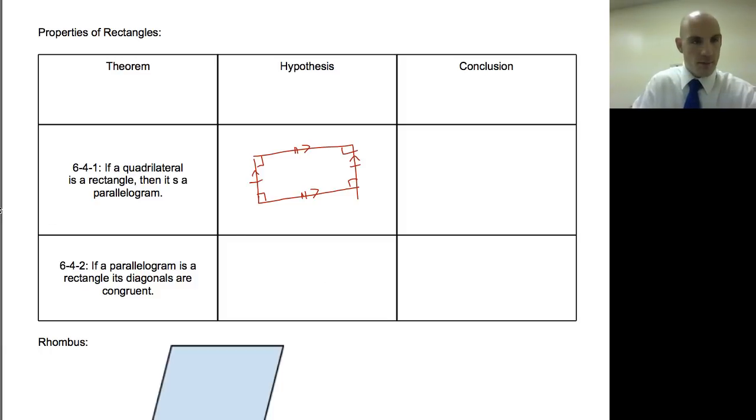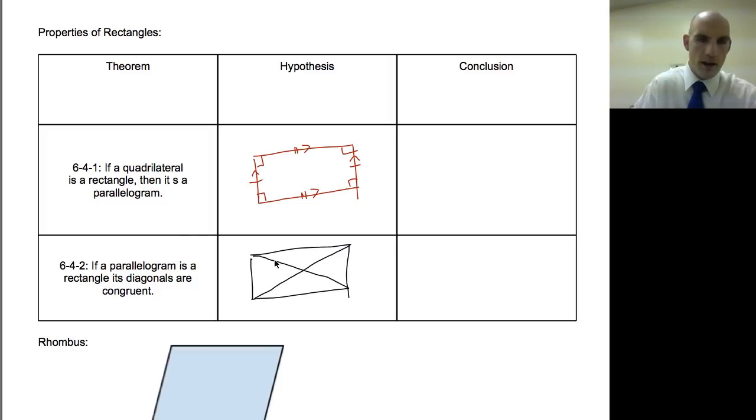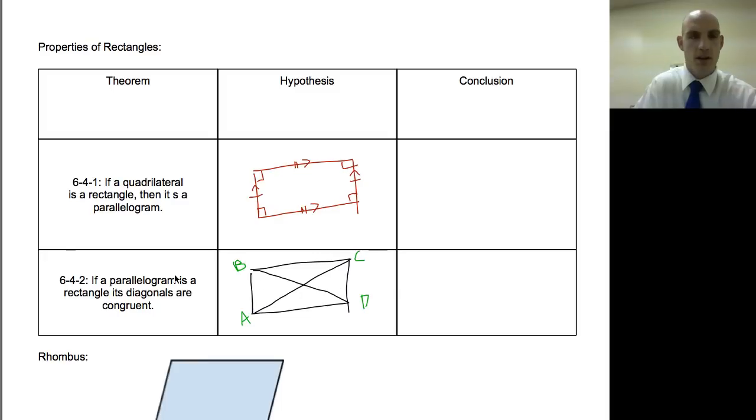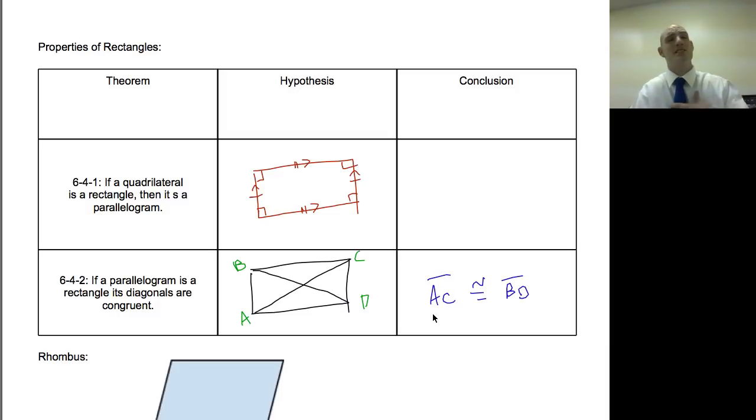The other conclusion that we can make about rectangles is that this theorem says we have diagonals that are congruent. I'm going to try my best. Not too bad. And these diagonals are going to be congruent. And so if I label this A, B, C, D, the conclusion that I can make from this is that AC is congruent to BD. So congruent diagonals. And this is going to be really convenient because now they're bisected and they're congruent.